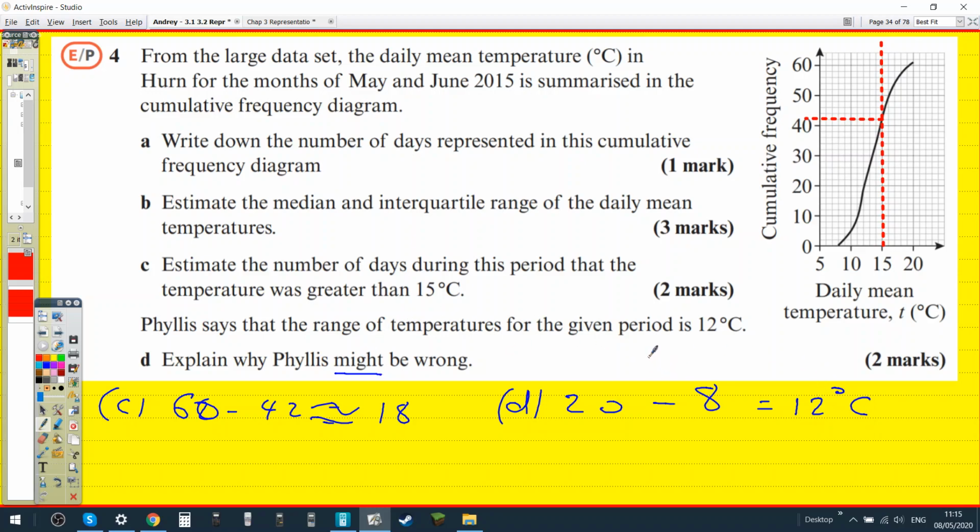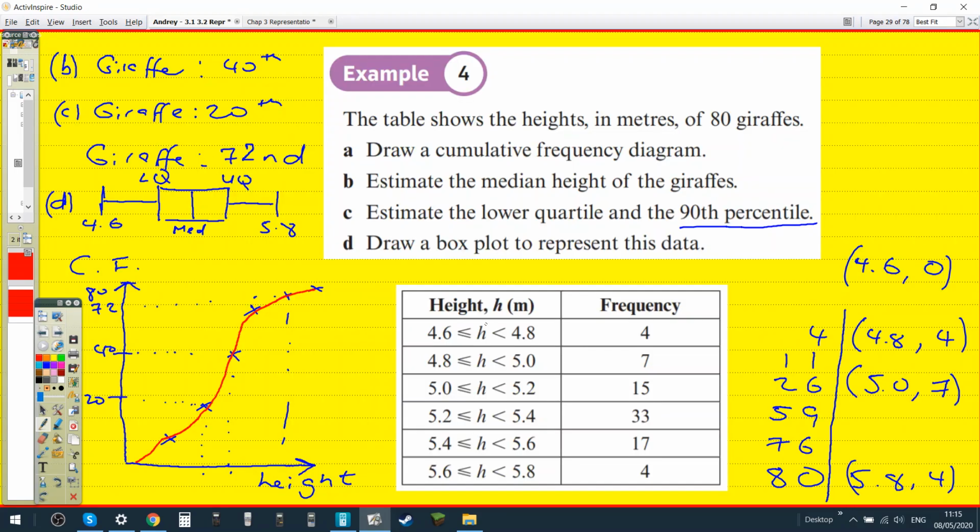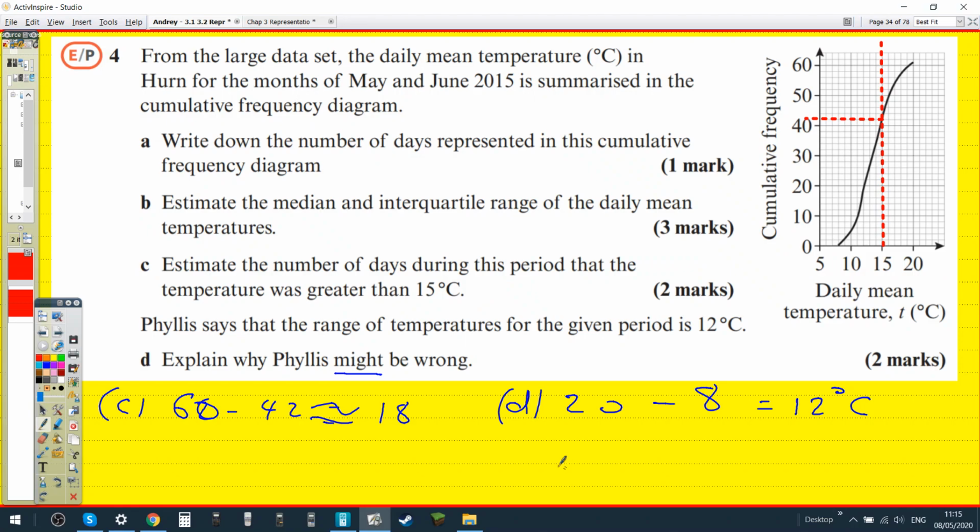So could I say for this, it might be wrong because the data comes from grouped data. Someone for this one could say 5.8 minus 4.6 is 1.2. But the thing is, there was probably no height that was 5.8. Of these four giraffes, maybe none of them were 4.6. Maybe all four were 4.7 or 4.61 was the smallest, you know. So let's say grouped data, not exact or might not be exact, something like that.